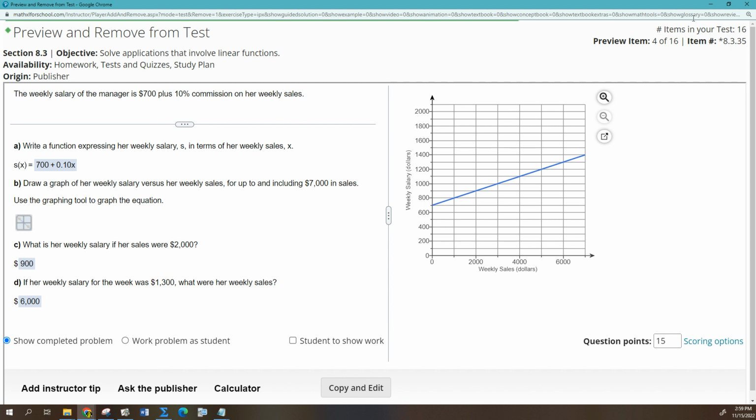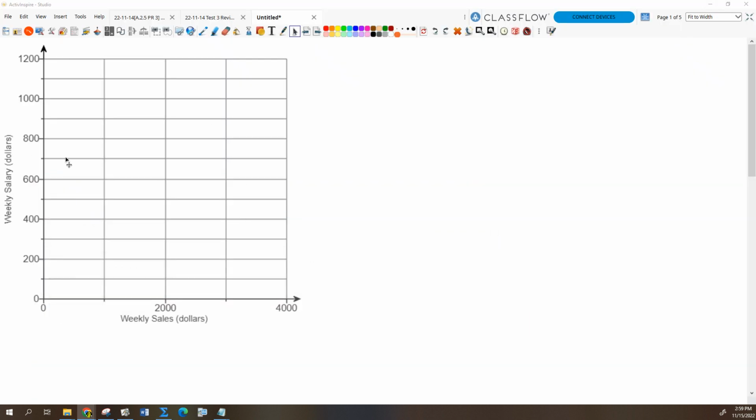What's tricky about this one is how are you going to graph the line on this graph? It's not a very convenient graph, right? Look at this graph here. The vertical axis goes by 100s and the horizontal axis goes by thousands.